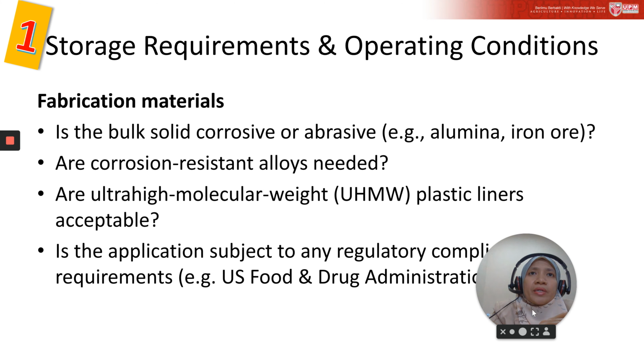Fabrication materials is another consideration that needs to be taken care of. You need to know the behavior and properties of the raw material of your bulk solids, whether it is corrosive or abrasive. An example of abrasive is alumina or iron. For corrosion, do you need corrosion resistant alloys, and is an ultra high molecular weight plastic liner acceptable?